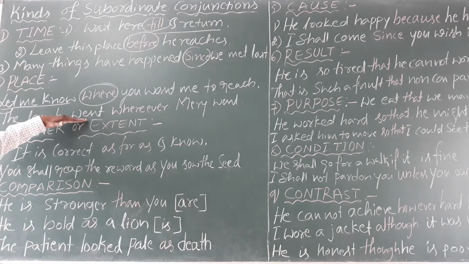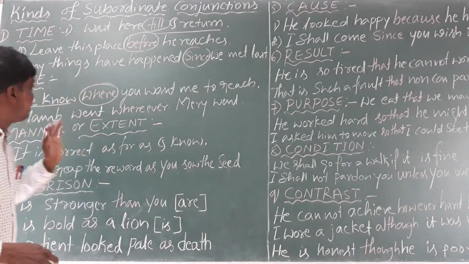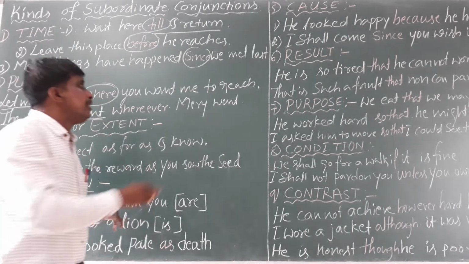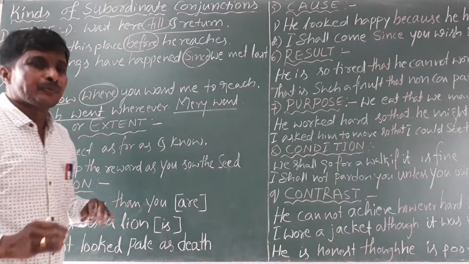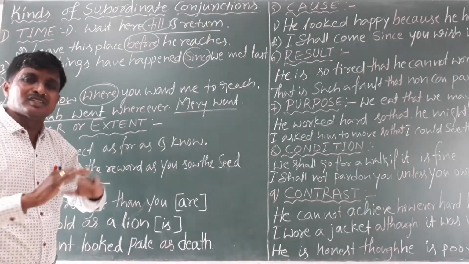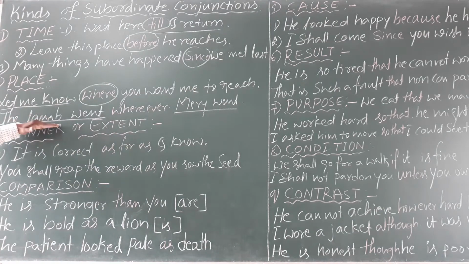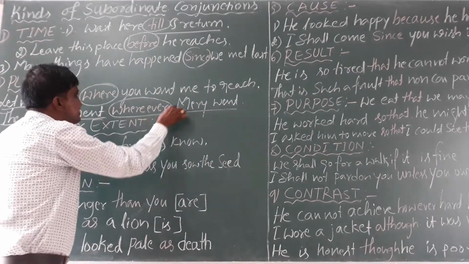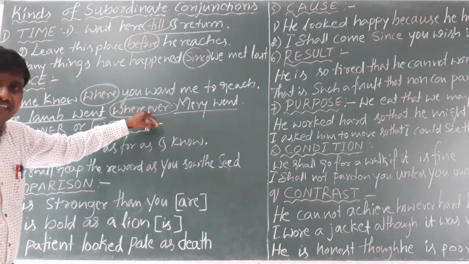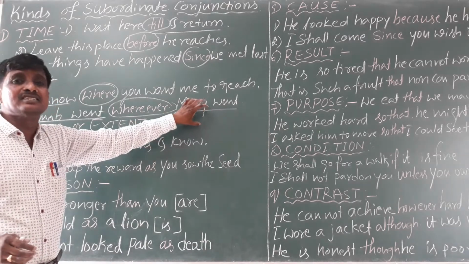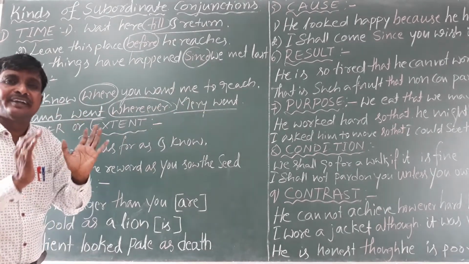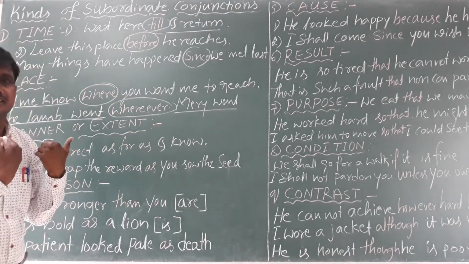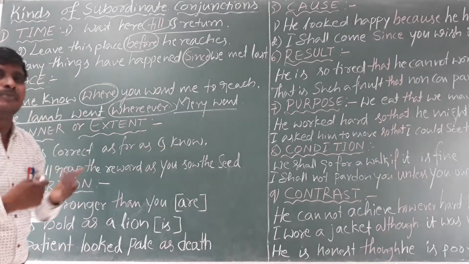The lamb went wherever Mary went. Wherever Mary went, the lamb also followed. The lamb went wherever Mary went. Wherever shows the place. And these place subordinate conjunctions join subordinate classes to the main class.